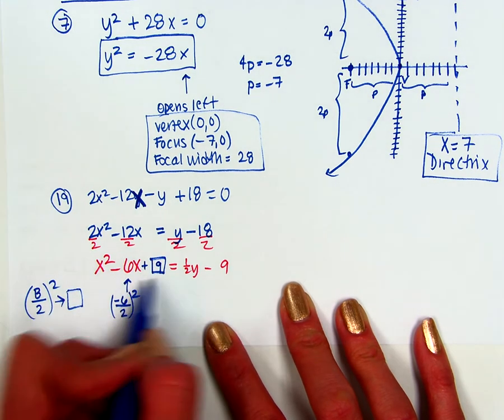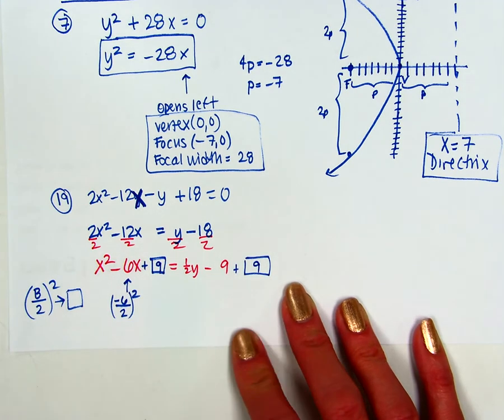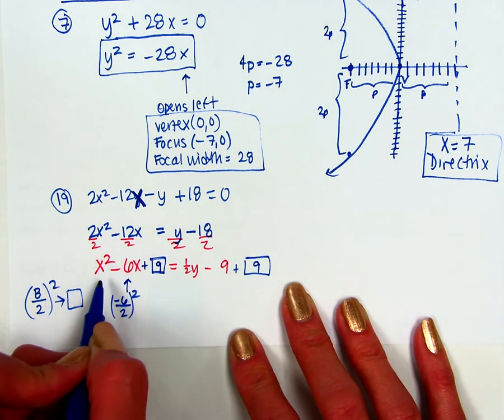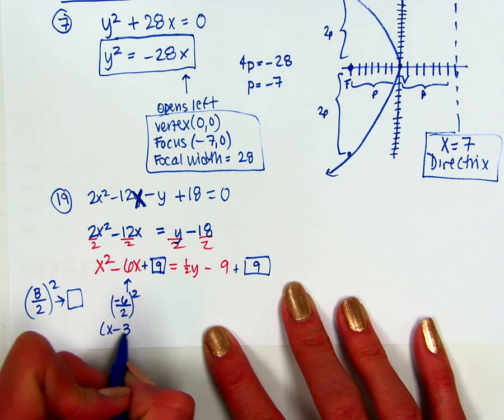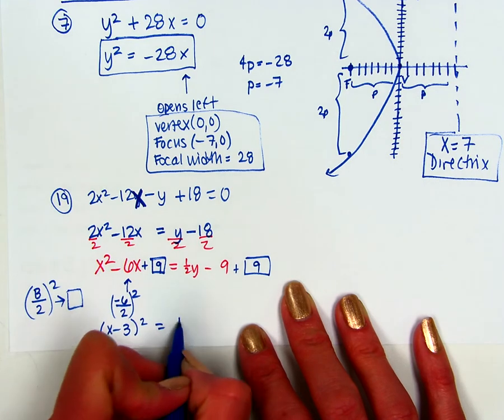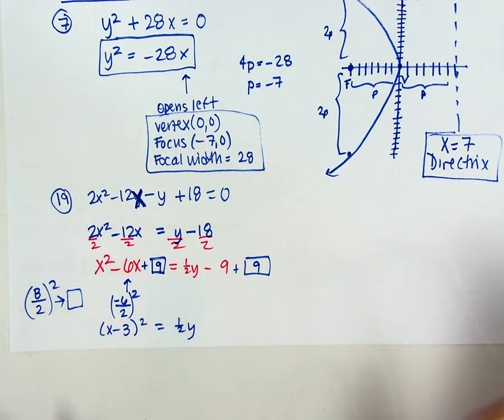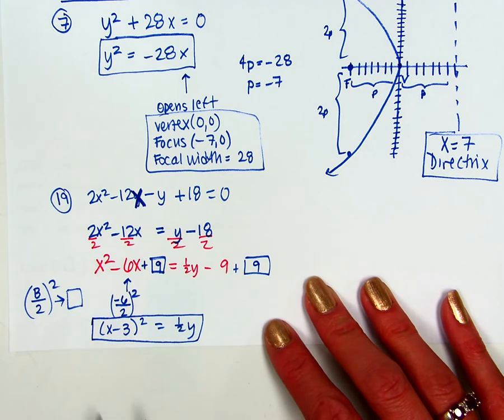All right, now if I add 9 to this side, I have to also add 9 to this side to balance out my equation. And then this should be a perfect square trinomial, something that can be factored, x minus 3 times itself. So we'll call that x minus 3 squared. This is 1/2 y, and the negative 9 and 9 cancel out. So now I have it in the correct format.